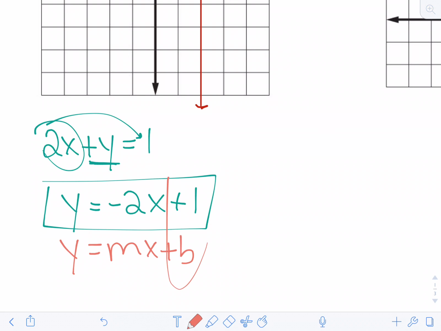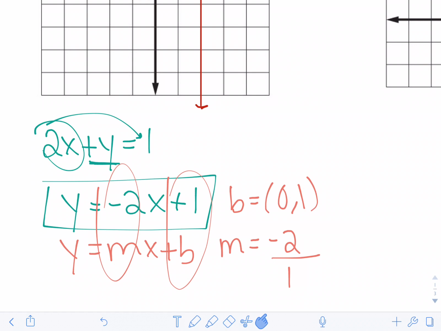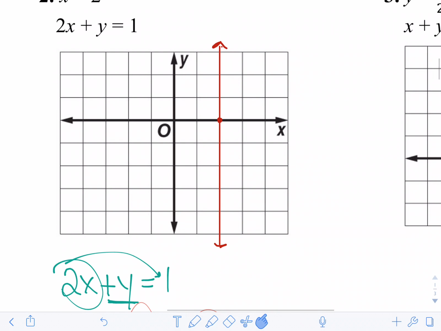So I know my starting point is going to be at 0, 1. And I know my slope, which is my rise over run, is going to be negative 2. Okay, so I'm going to put that over 1. So we're starting at 0, 1.